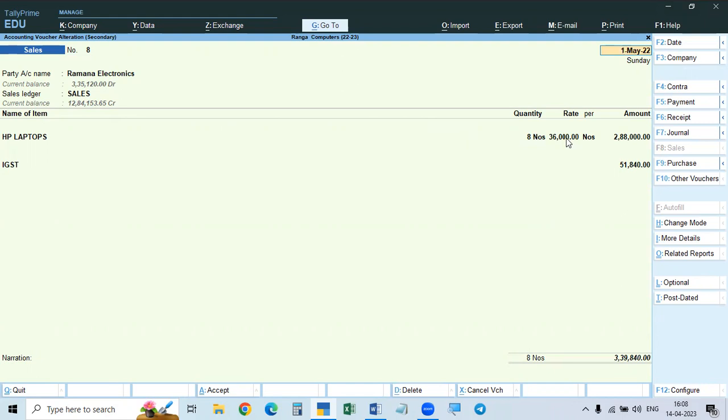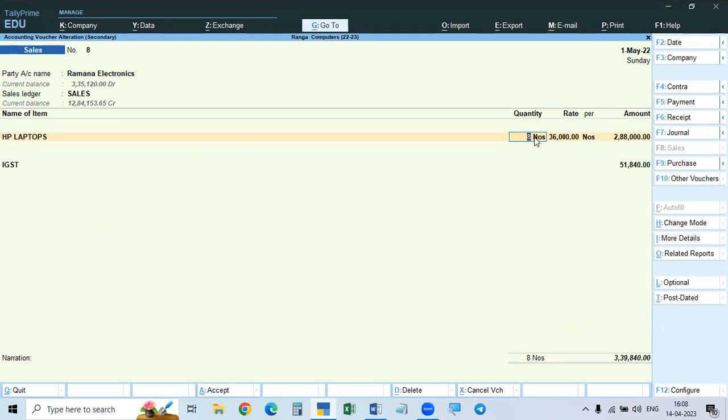But here, actually, we got the order for 6 HP laptops. We supplied 6 only. So the order is 6 and we supplied 6 only. By mistake, we entered 8 numbers in the invoice. That means we billed more quantity, so in the bill we entered more quantity.